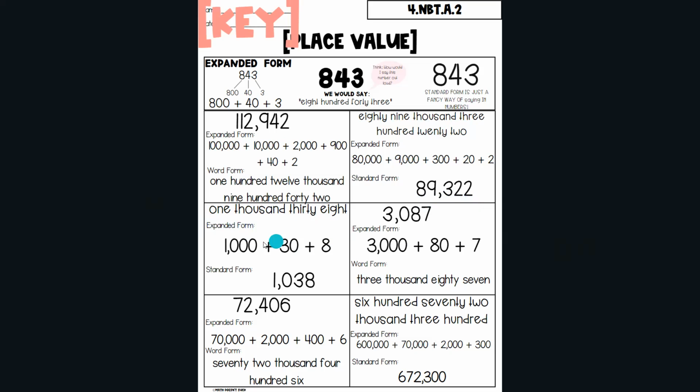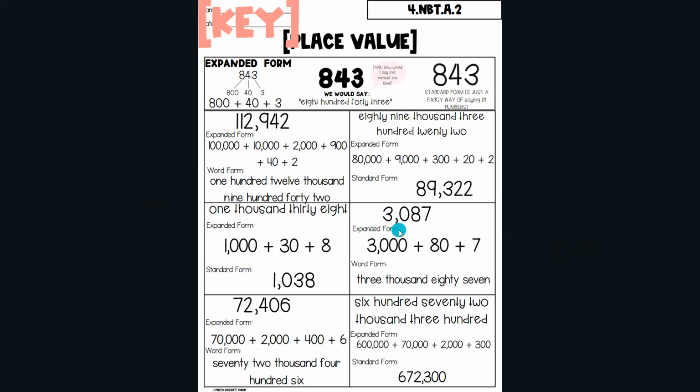All right, we have another word form. We're looking for expanded and standard. We start with our standard and read it out loud. 1,000, we're going to have a number 1 in front of that comma. After the 1,000, we have 38. Notice that there is nothing in the hundreds place here. So when we expand it, we have 1,000, 3 tens, 8 ones. Again, nothing in the hundreds place. We don't have to show that there are 0 hundreds.